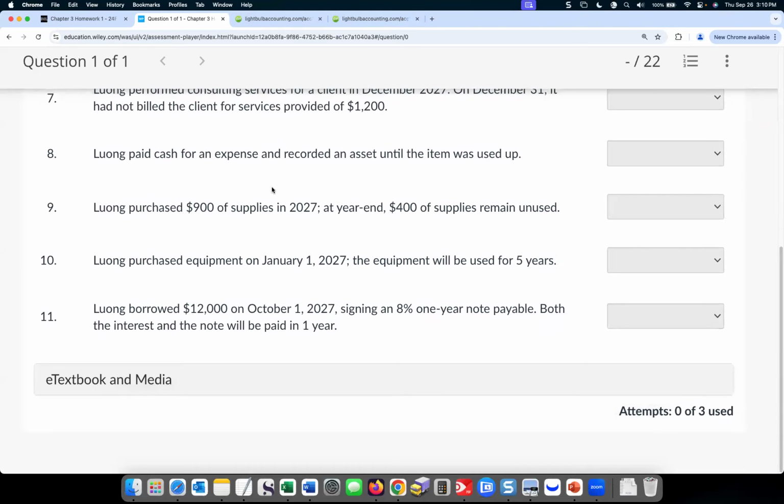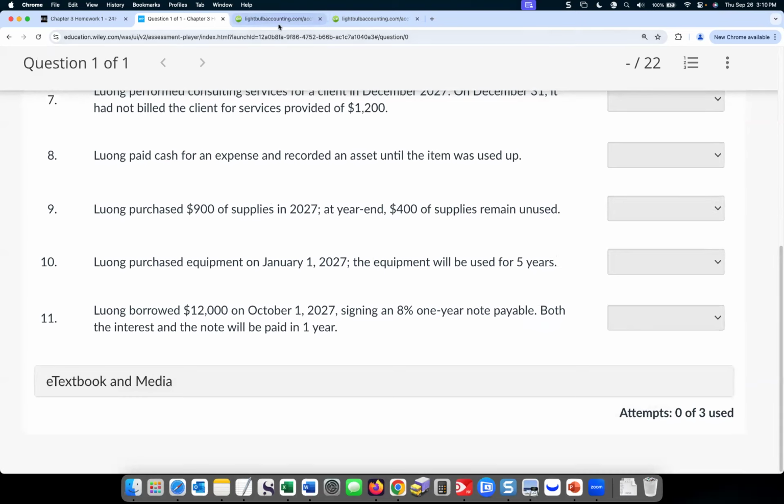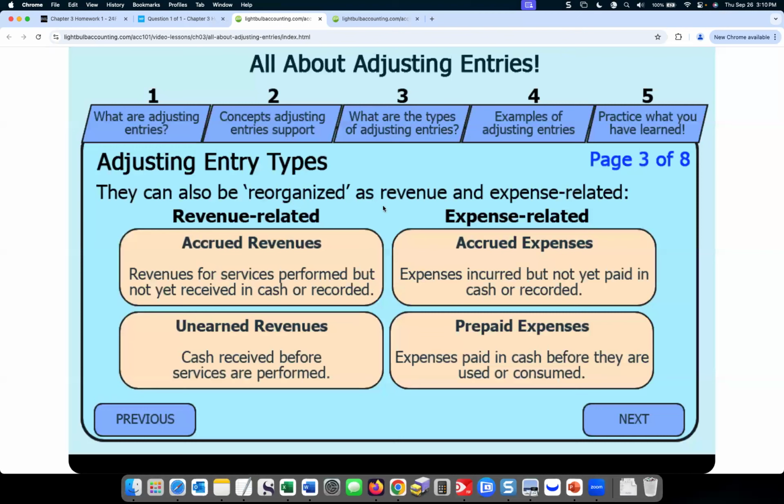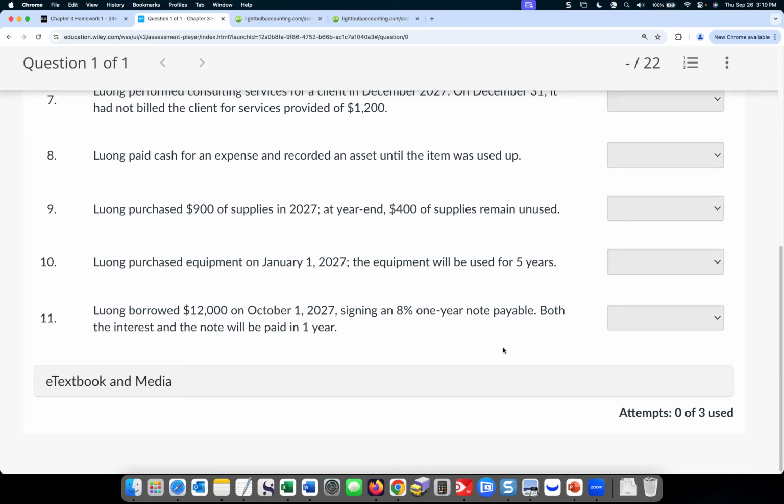Luong paid cash for an expense and recorded an asset until the item was used up. Is that a revenue or an expense related thing? Expense, and which one would it be there? That's a prepaid item, yeah. And again, for that one, that is pretty much the definition of what creates a prepaid expense. That's what creates it. Good definition of it.